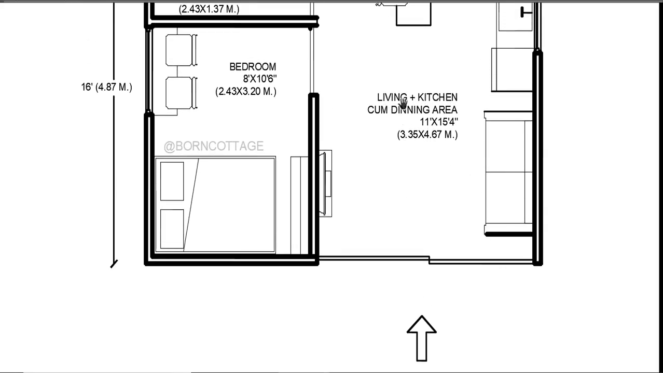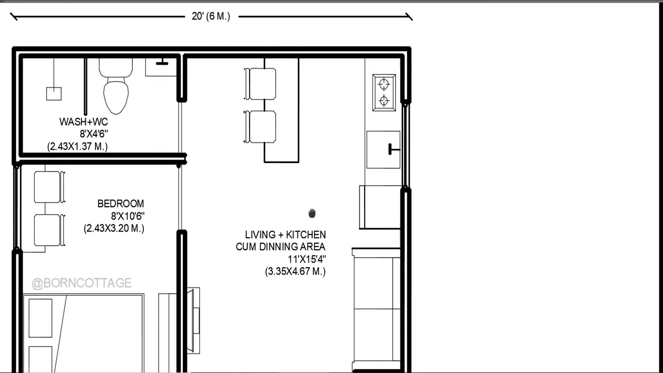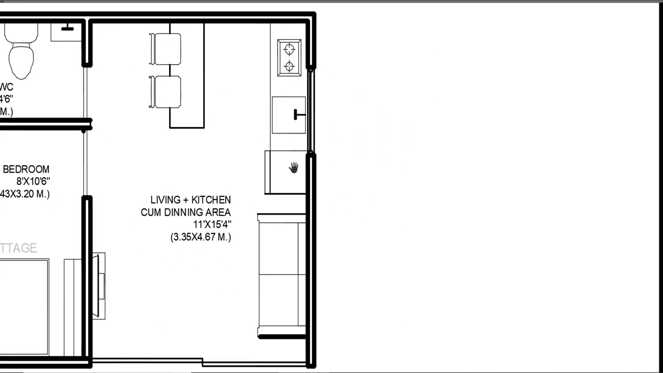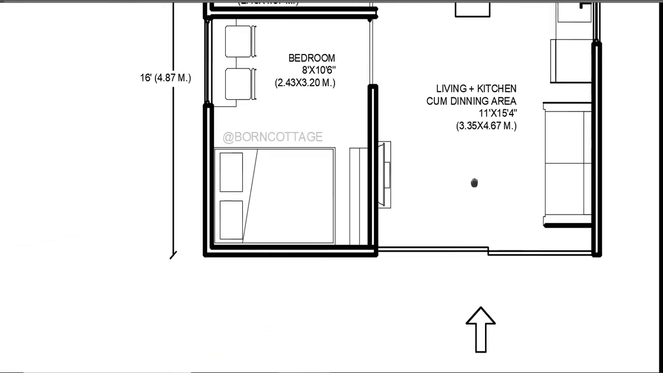So we have living plus kitchen cum dining area. You can see here the sofa arrangement and also TV unit on the front wall, and we have kitchen cabinet with burner, sink and refrigerator arrangement. Also we have a dining counter with 2 chairs and a large size window for ventilation and light purpose of this area.